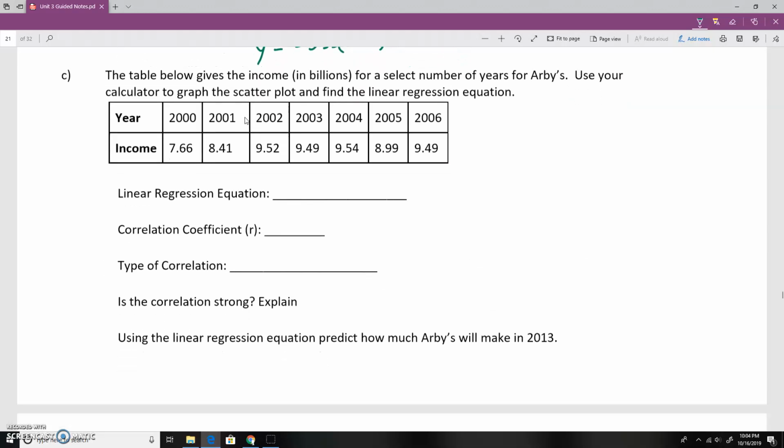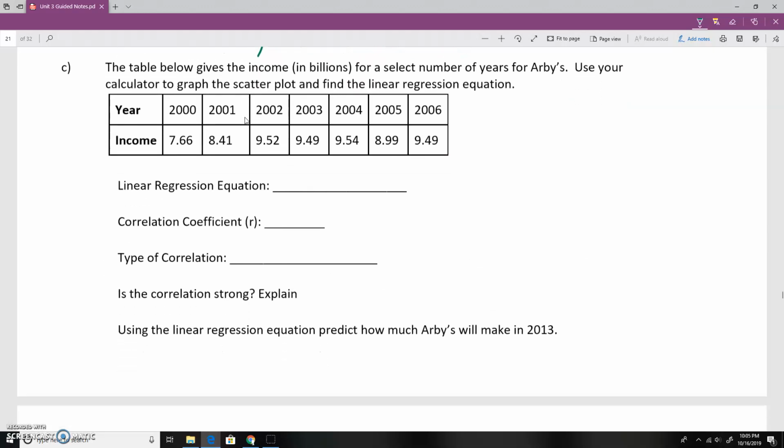Alright, let's look at C here. Again, I'm not going to go through getting the equation. We should be able to do that on the calculator at this point. Y equals 0.24x minus 468.13 is what we would get on the calculator. Our correlation coefficient that we could also get on the calculator is a 0.71.